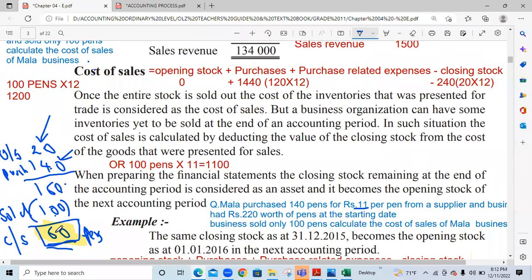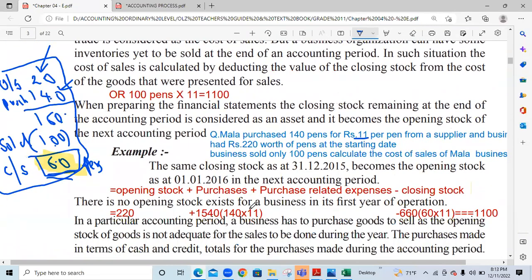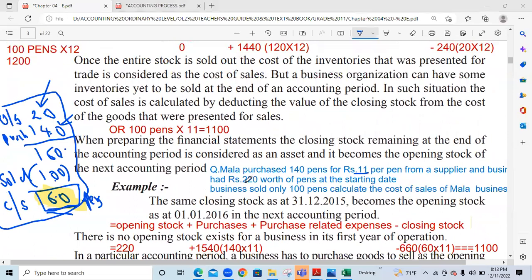See here, this is the working I did to get 60 pens at the end. If you want, write it down. At the start, I had 20 pens. How did I get 20 pens? I said at the start, the pens are worth 220 rupees. So 220 rupees, each pen 11 rupees, means how many pens are there? 20 pens. I purchased 140 pens.